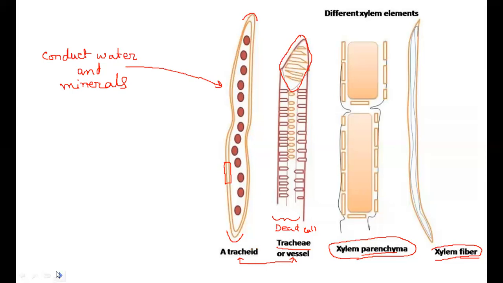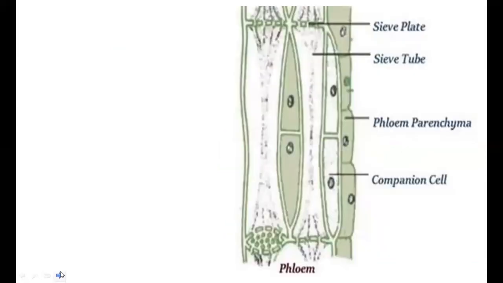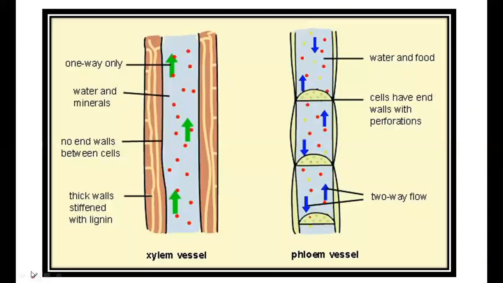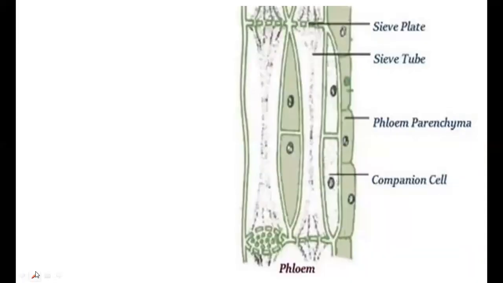Now we move to the next part, that is phloem. This is the diagram of the phloem. You can see here, phloem also contains four types of cell. First is sieve tube, the basic cell present in phloem. Sieve tube is the part of the phloem through which all the material can pass. So these are the sieve tubes, and a sieve tube is a tube-like cell.